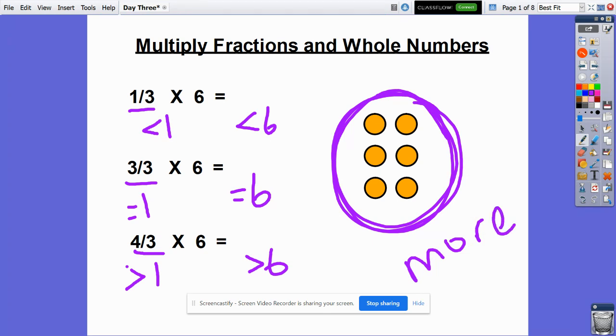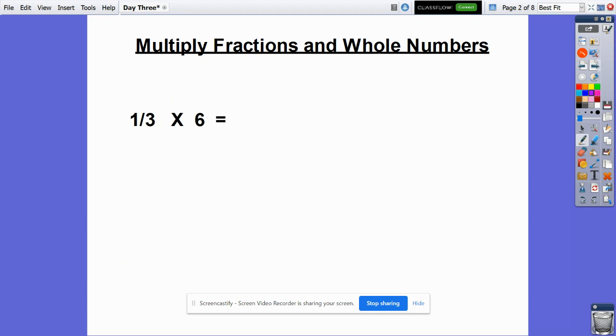Let's look in more detail about how to solve these problems, and remember to use your estimating skills to check to see if your answer makes sense. Let's start with 1/3 times 6. If you're looking at a problem like 1/3 times 6 with a fraction and a whole number, I want you to think of the times sign as the word of. I want to take 1/3 of 6.